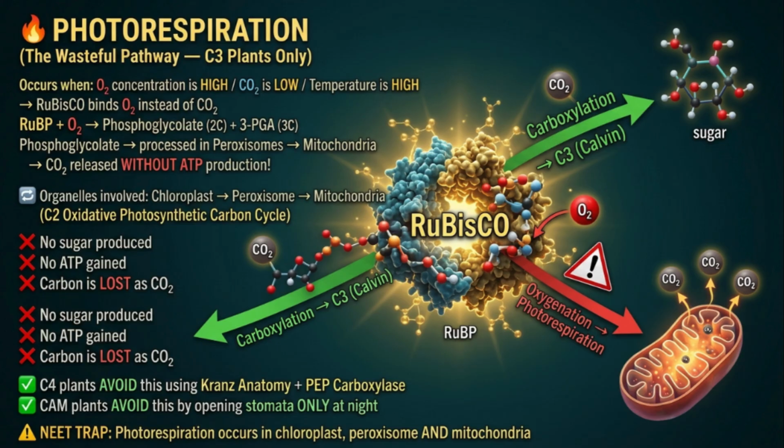The 3 organelles involved are chloroplast, peroxisome, and mitochondria. NEET has asked which organelles are involved. Remember all 3. C4 plants completely avoid this by concentrating CO2 around RuBisCO, keeping the CO2 to O2 ratio high. CAM plants, like cacti and pineapples, open their stomata only at night to fix CO2 as malic acid, then close stomata during the day. This prevents water loss and photorespiration simultaneously.